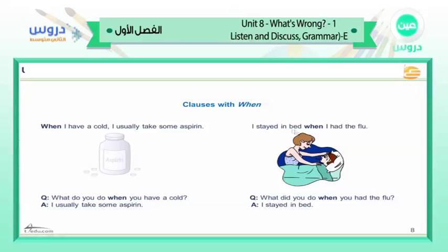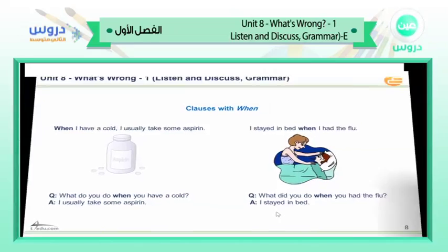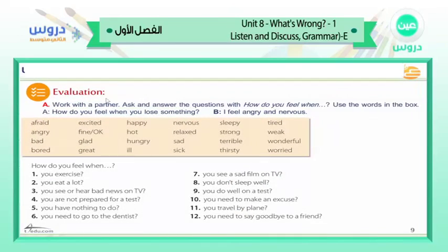The second sentence, I stayed in bed when I had the flu. What did you do when you had the flu? I stayed in bed. Okay, so we can use it with questions to give the result or the answer. Very nice.